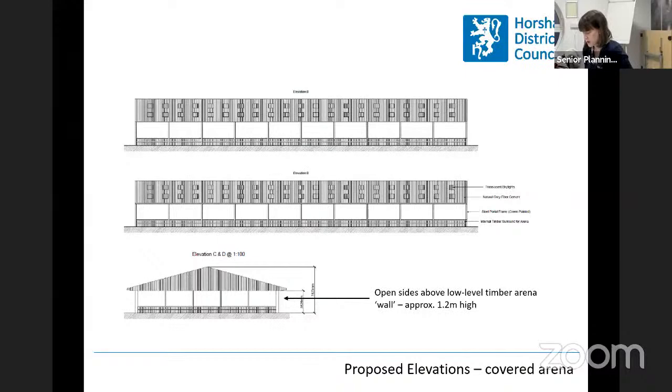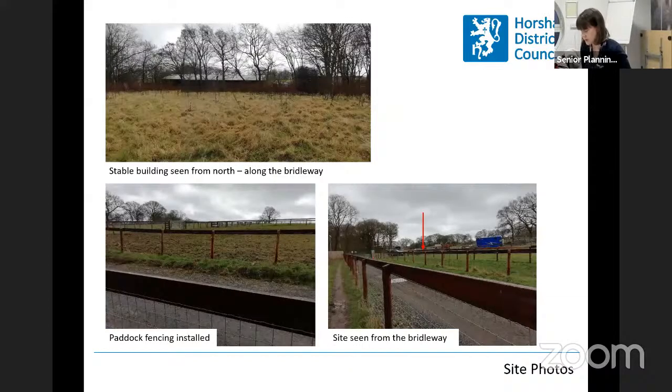So in terms of the proposed covered arena, which is the subject of the second application, the arena would allow a covered facility to be used during inclement weather, therefore avoiding the risk of injury to horse and rider. The structure would measure some 60 metres by 25 metres with a ridge height of some 7.8 metres. The building would have a fibre cement roof with translucent skylights, a green painted steel frame and an internal lower level arena surround. So just taking you through some site photos.